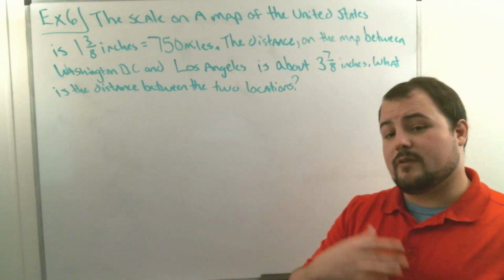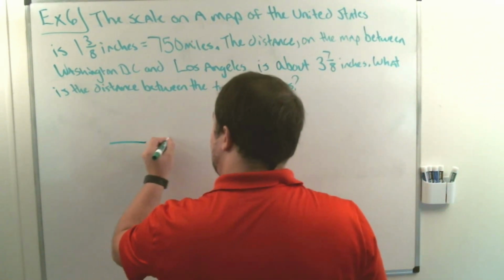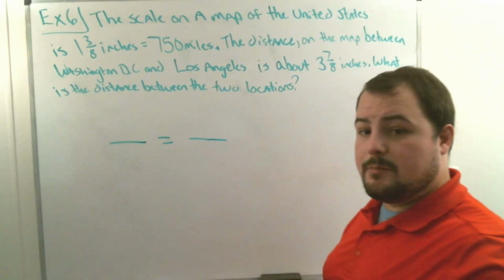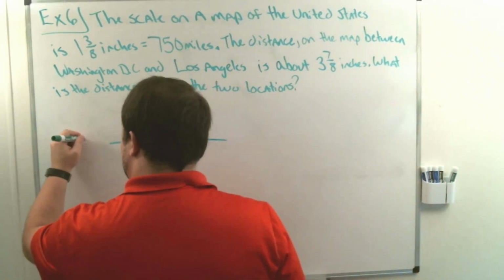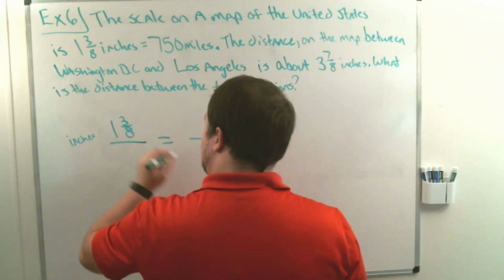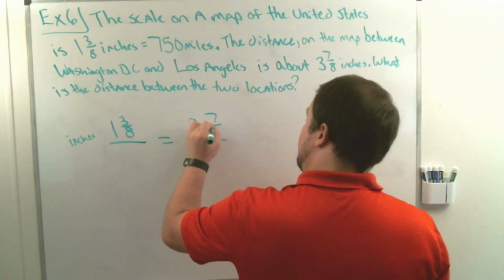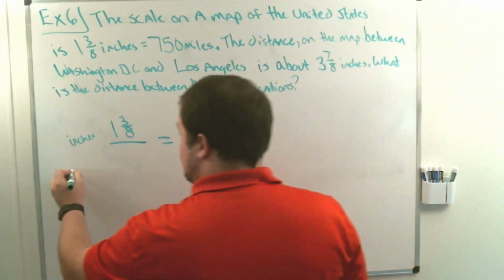So in our problem, we're going to write two fractions, okay? And whatever we put on top, we want to keep on top. And whatever we put on bottom, we want to keep on bottom. So in this case, I'm going to put my inches on top. I have 1 3/8 inches is going to equal 3 7/8 inches. And on the bottom, I'm going to put my miles.